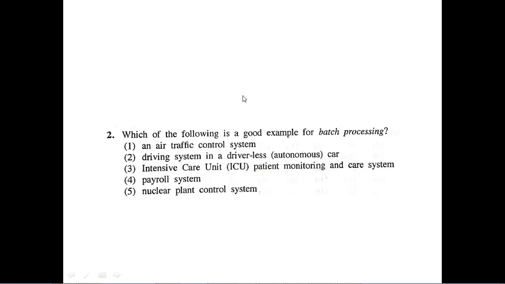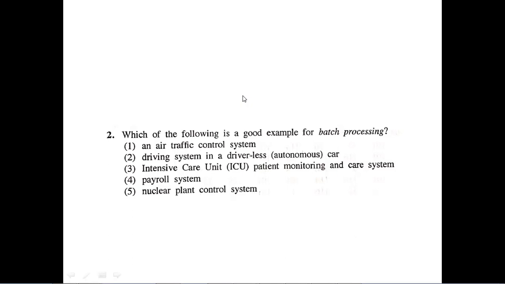Intensive care unit, ICU patient monitoring care system, we already discussed. And look at answer number 5, nuclear plant controller system. Nuclear reactors are very, very critical systems. They need the processing to be done in real time because a delay may cause a very severe effect. So real-time processing is a must in such systems. There we talk about hard real-time and soft real-time. In hard real-time, the failure of the processing will cause failure of the whole system.